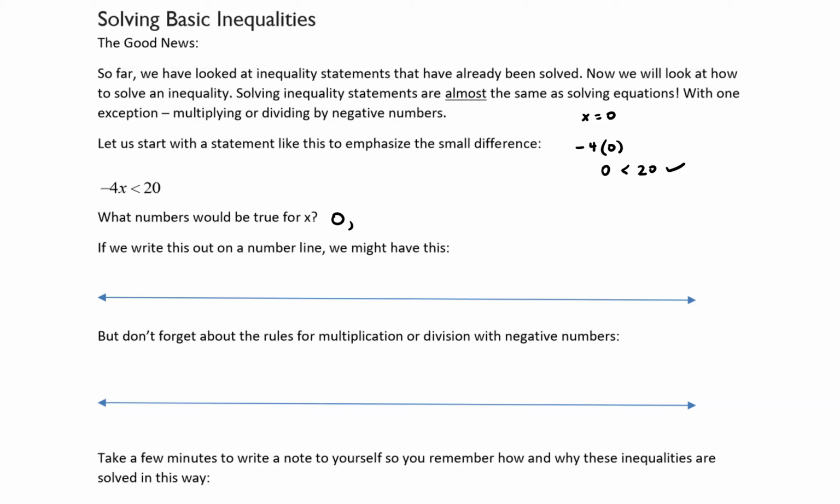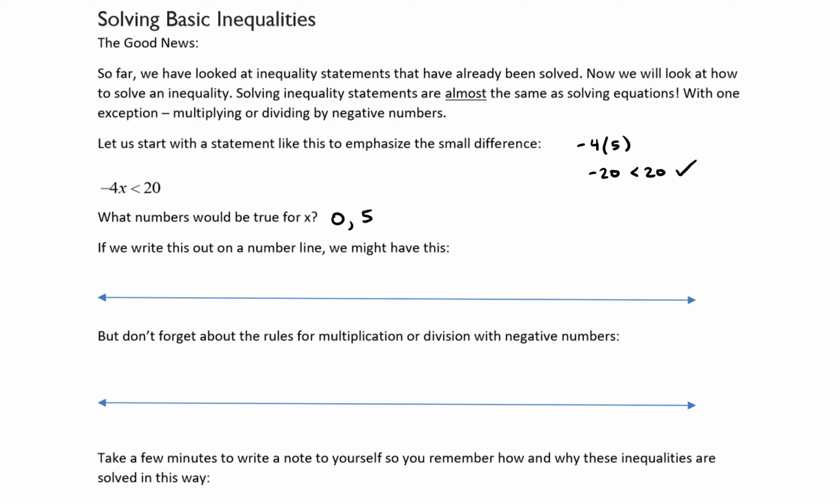Let's see if we can test another one. Let's try, how about 5? So let's say x equals 5. If we did that, we'd get negative 4 times 5, which is negative 20, and that is less than 20. So that means that 5 is a possible x value, which would make that inequality statement true.